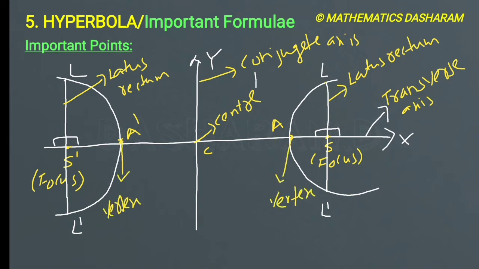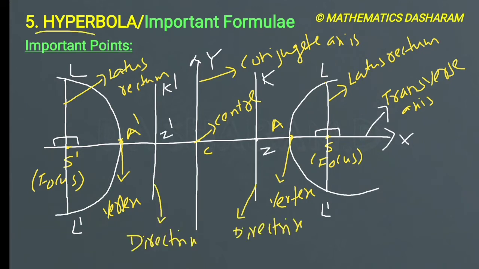Here we can draw one fixed line K, and the intersection point is Z. Here also we can draw one fixed line K dash, and it is Z dash. These fixed lines are called directrices. So these are the important points from the hyperbola diagram.